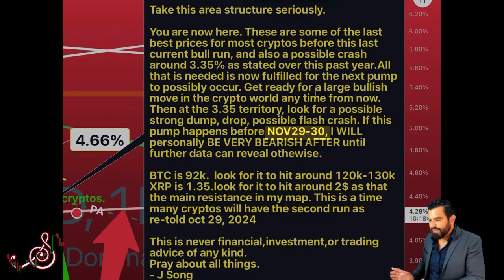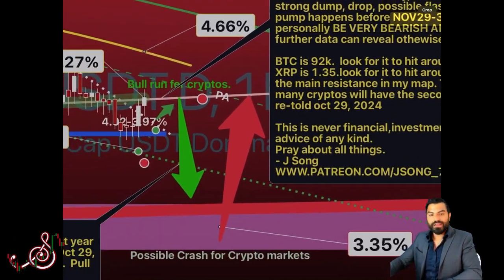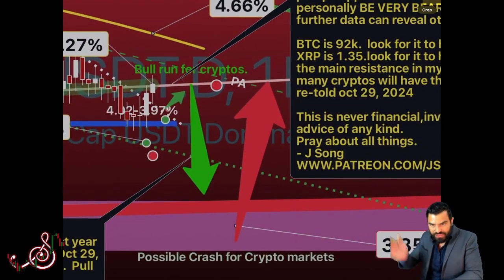Then at the 3.35 territory, look for a possible strong dump, possible flash crash. If this pump happens before November 29th or 30th, I will be personally bearish after that until all the data can reveal otherwise. Now that didn't happen. It only moved this far.